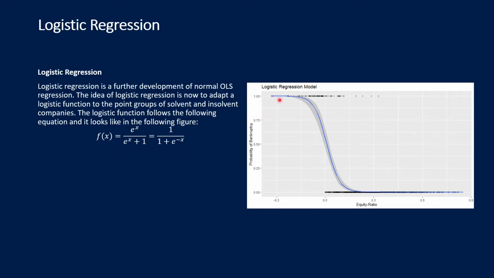We see them here. So here we see the insolvent companies that have gone bankrupt during the year, and here we see all the points of those companies who have survived the year. The logistic function allows the following equation, and it looks like the following figure.